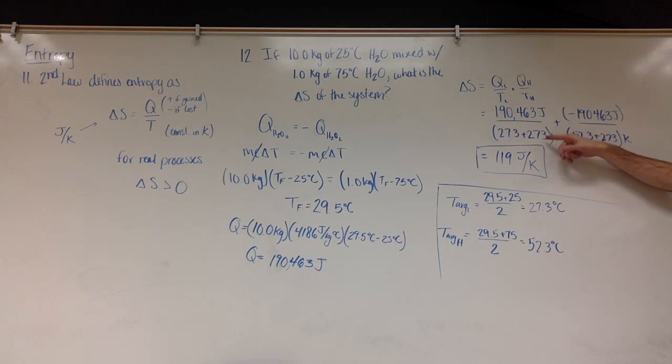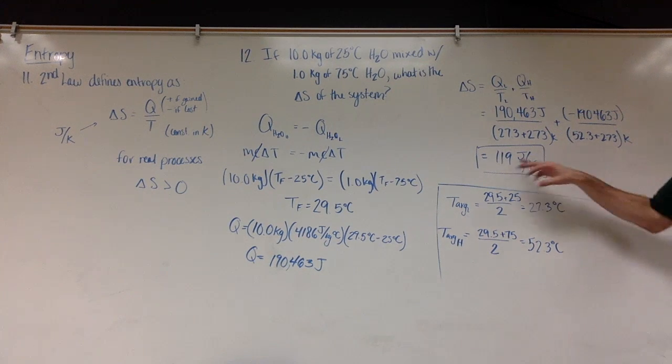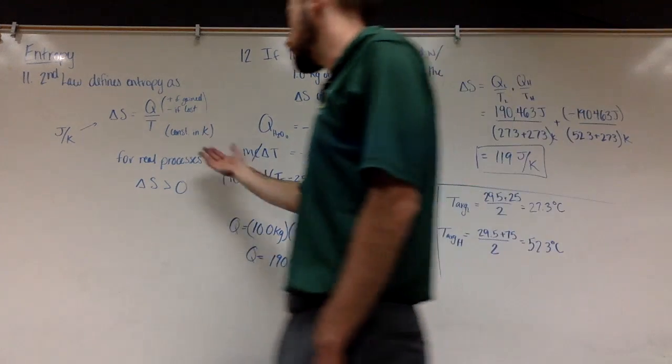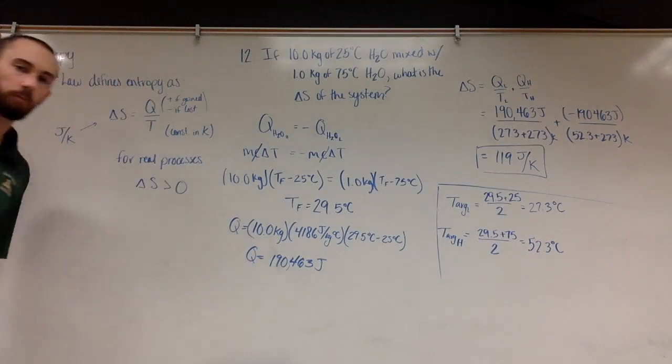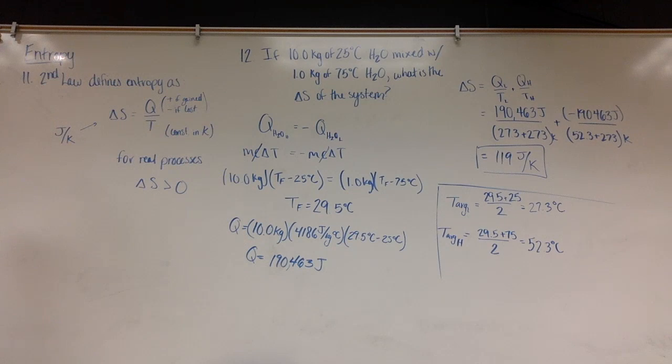And what you find is the one that was at a lower temperature ends up gaining more entropy than this one loses by cooling off. So what we find is that we have a positive entropy change, which is what we would expect for all real processes. And with that, we are done with the thermodynamics unit.